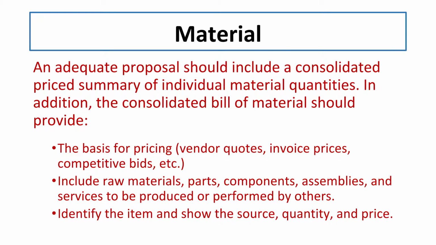For your proposed material cost, you should include a consolidated price summary of the individual material quantities required, called a consolidated bill of materials. In addition, the consolidated bill should provide the basis for the pricing of the materials. You can use vendor quotes, invoice prices that you've paid, competitive bids, including raw materials, parts, components, anything needed, services also that you may have to purchase to produce and performed by others. You should identify the item and show the source, quantity, and price.